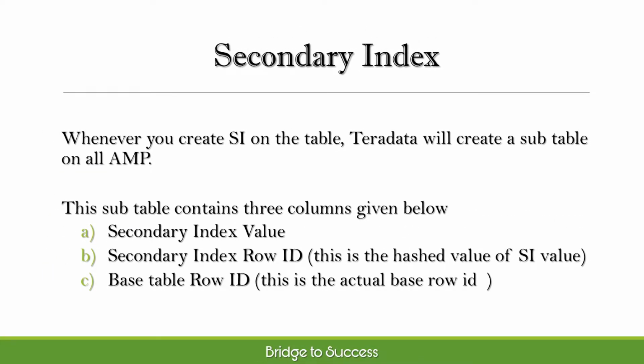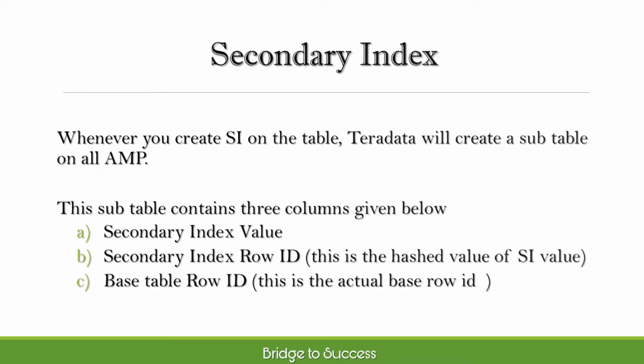Whenever you create SI on the table, Teradata will create a subtable on all AMP. This subtable contains 3 columns given below. Secondary index value. Secondary index row ID, this is the hashed value of SI value. Base table row ID, this is the actual base row ID.